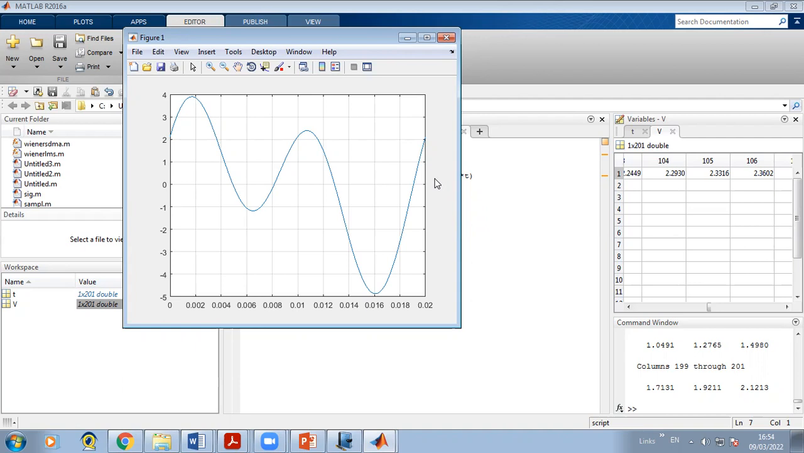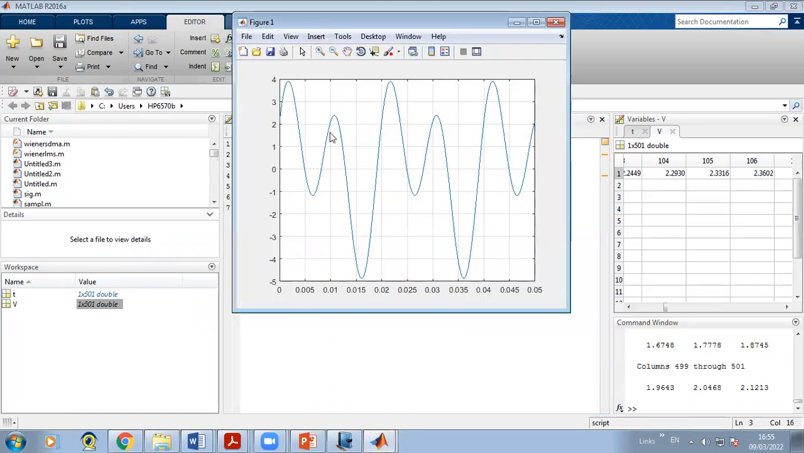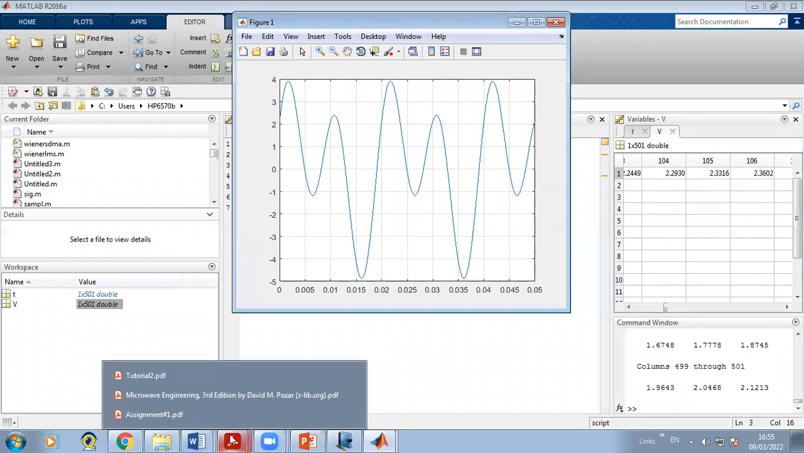Is this a sinusoidal signal or not? So if you get some more values here, is this a sinusoidal signal? This is not a sinusoidal signal. No? A sinusoidal signal should be like this. This is not a sinusoidal signal. Okay.